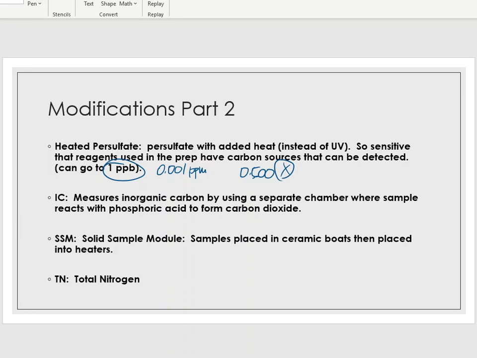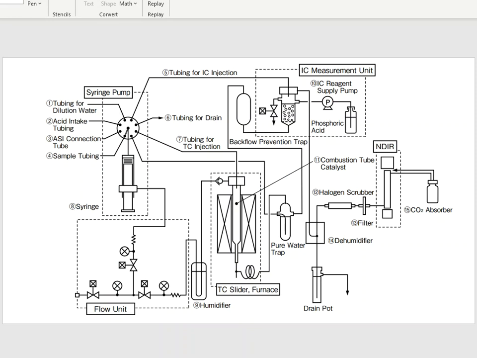There's also an option for us with the IC portion. You know, we've talked about total organic carbon, but what about inorganic carbon? This machine does have the capability, if you order the proper attachment, to do inorganic carbon as well. So this measures inorganic carbon in a separate chamber in the TOC instrument, and it normally requires some phosphoric acid in order to work.